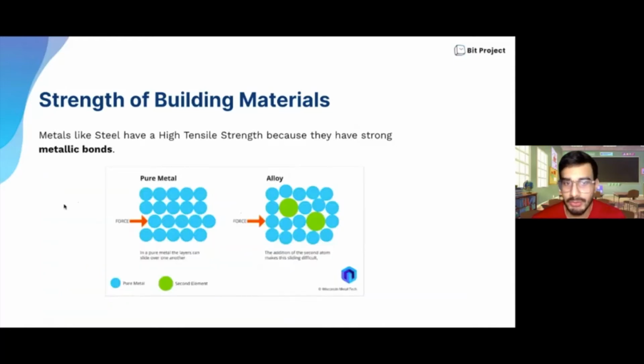So metals, as I said, are very strong and have strong tensile strength. This is because metallic bonds are very strong, whereby they're not able to slide over each other. And whenever you add two types of metals together, you form an alloy, which is very strong against forces being applied to it because they don't shift or move. So the structure of a metal, in terms of its atoms, is very, very strong and able to withstand forces. That's why many buildings are made out of metal.